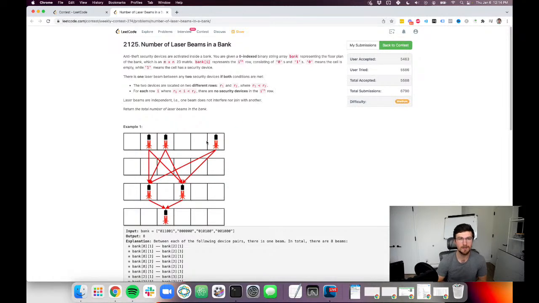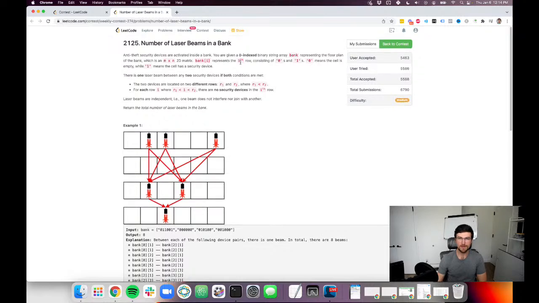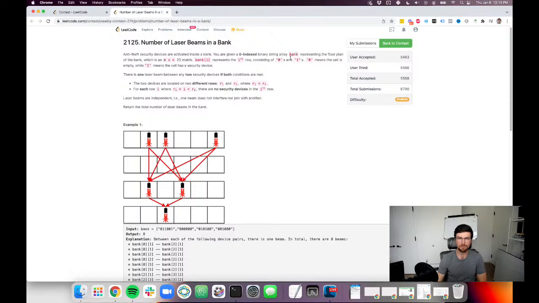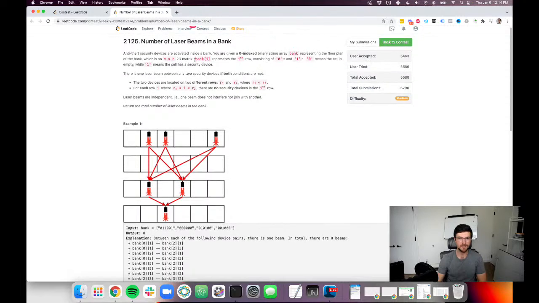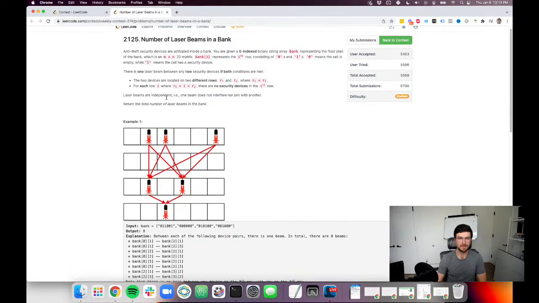All right, so our second problem here, number of laser beams in a bank. Anti-theft security devices are activated inside a bank. You're given a zero-indexed binary string array representing the floor plan of the bank, which is an m by n matrix. Okay, so it's basically like this.